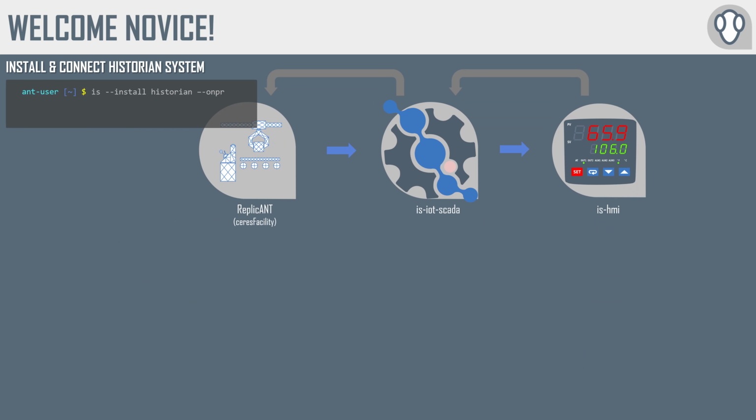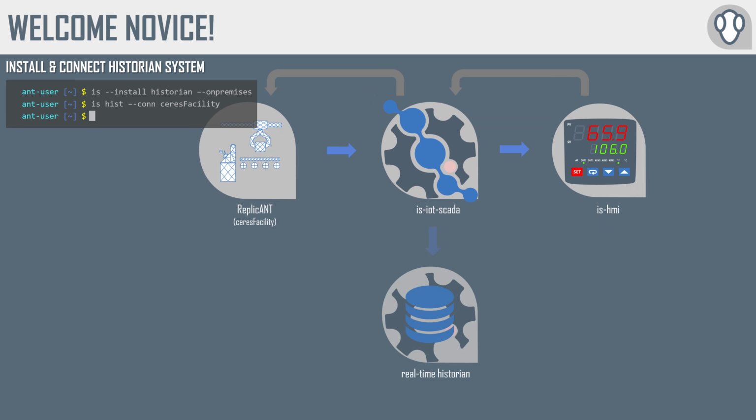Now we will install the real-time time series application and connect it to Series. The Industrial Studio has begun to register the signal values at the same speed as they are generated in the line.